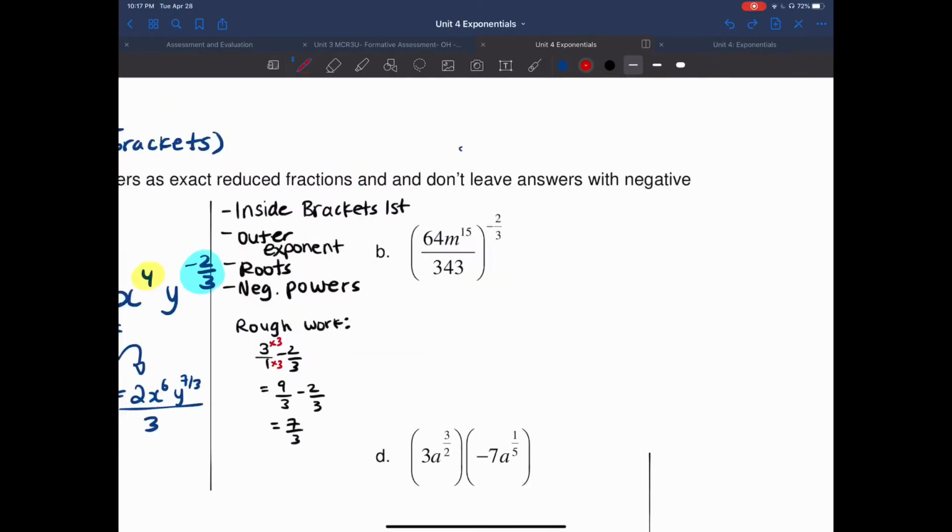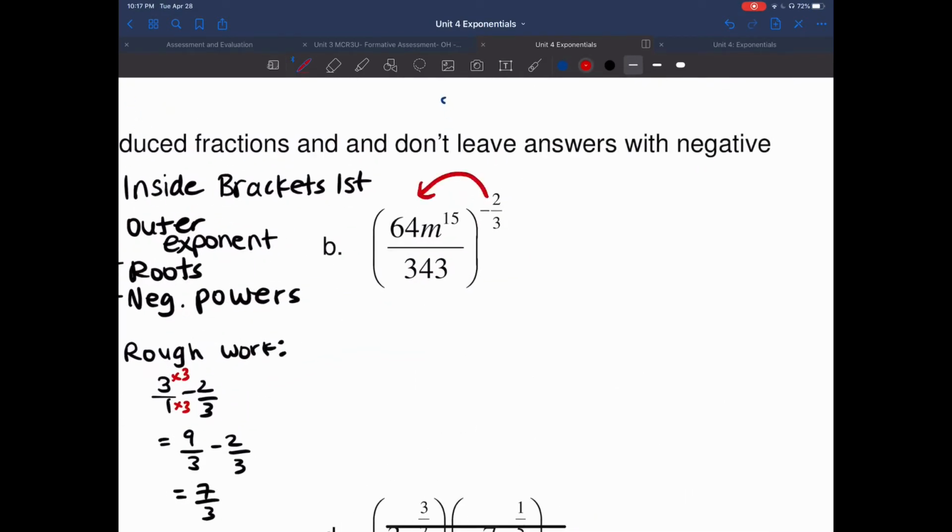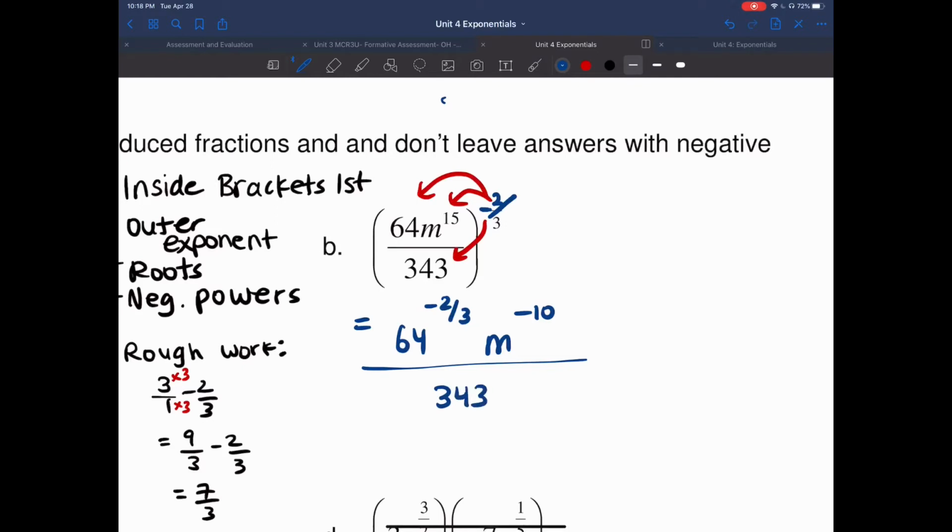So on the side, what I'm going to do is apply that negative 2 over 3 to each part of the bracket. And before I actually do that, I should put that negative so that it's part of the numerator, like so. As a first step, I get 64 to the exponent negative 2 over 3, m. Well, 15 divided by 3 is 5, and 5 times negative 2 is negative 10, so m to the negative 10, all over 343 to the exponent of negative 2 over 3.